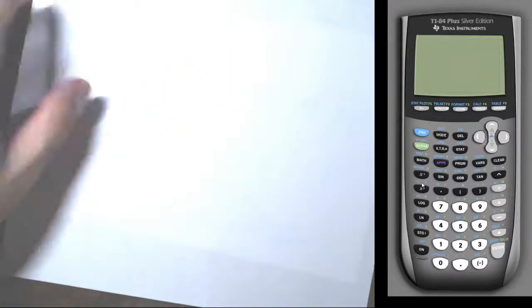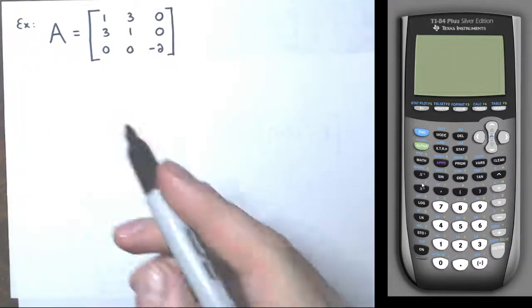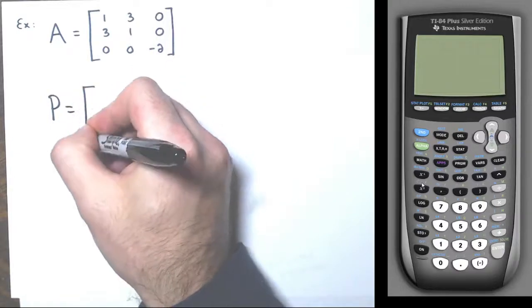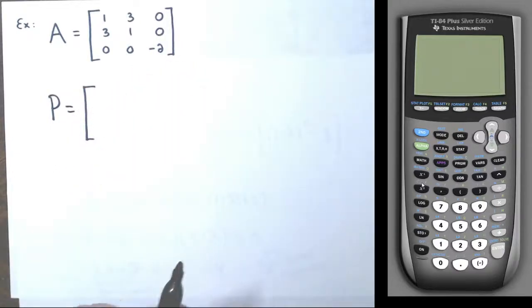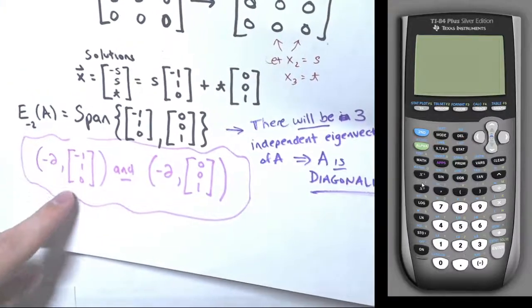So now when I go to actually diagonalize matrix A, we're constructing this matrix P. It's going to be a 3 by 3 where I'll put them in the order that I wrote them earlier. So first one, (-1, 1, 0).